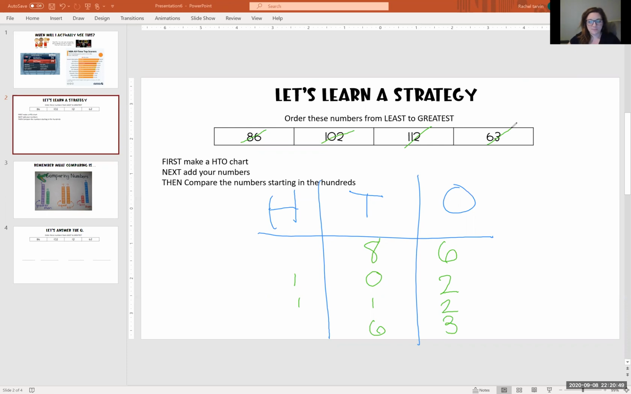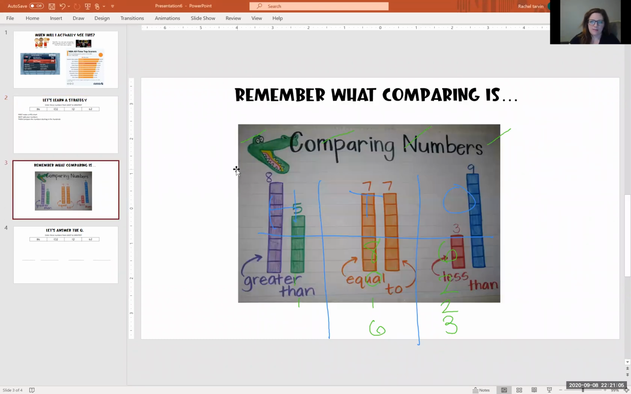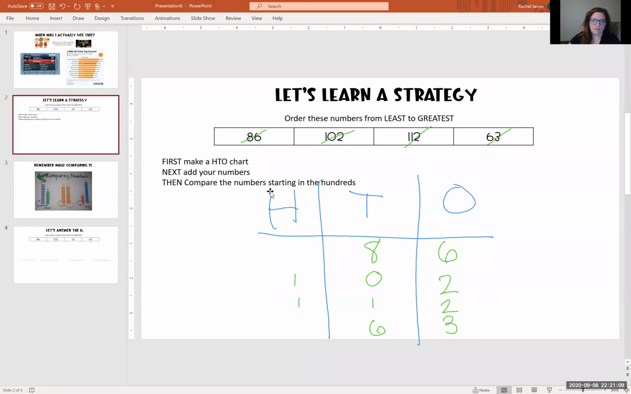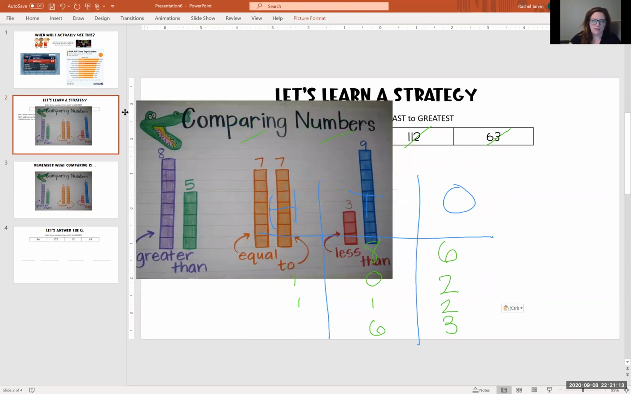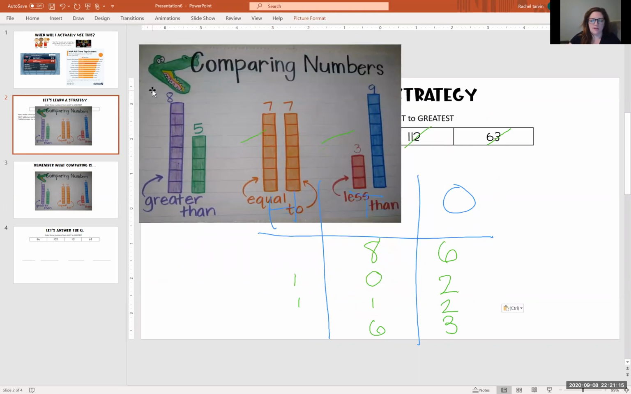Okay. Looking at this hundreds, tens, and ones chart, it tells us that the next thing I'm going to do is compare the numbers. What does compare numbers mean? Let's look right here, and I want to grab this. I'm going to bring it over here so that we can see. This chart tells us about comparing numbers.